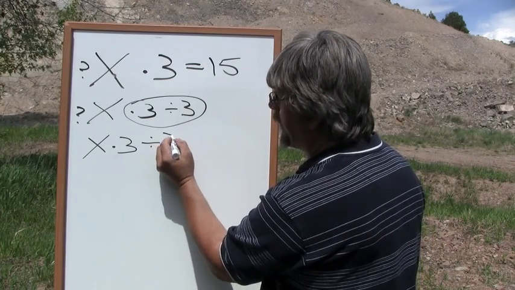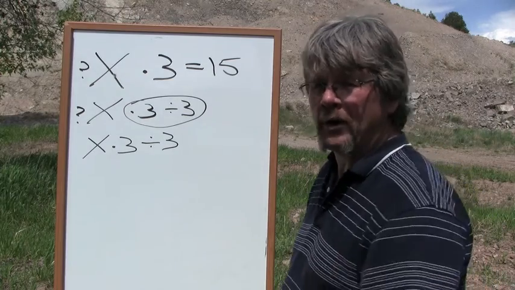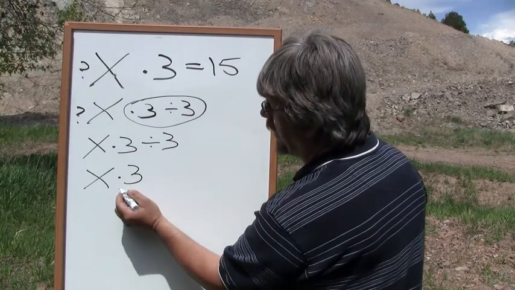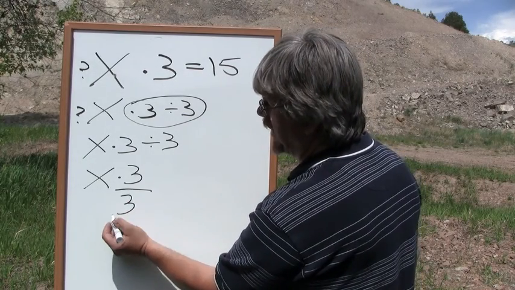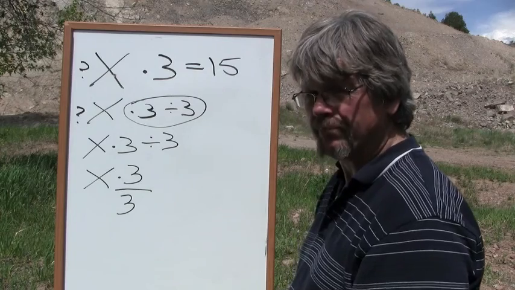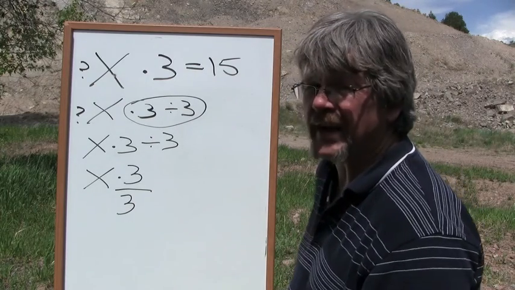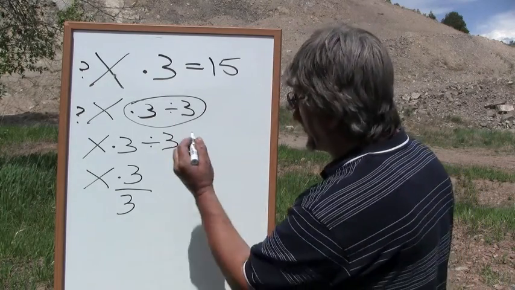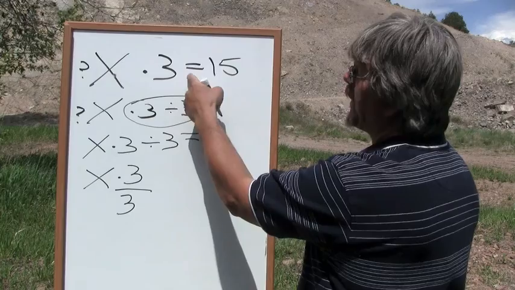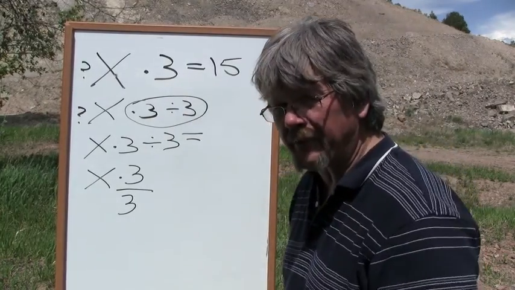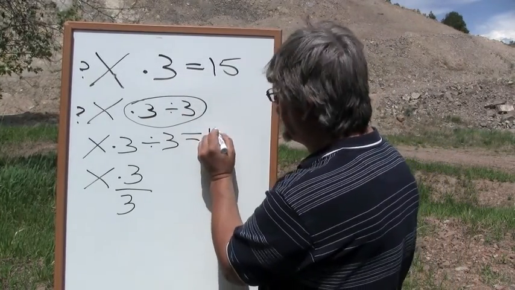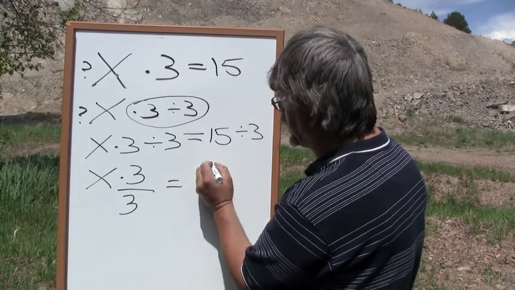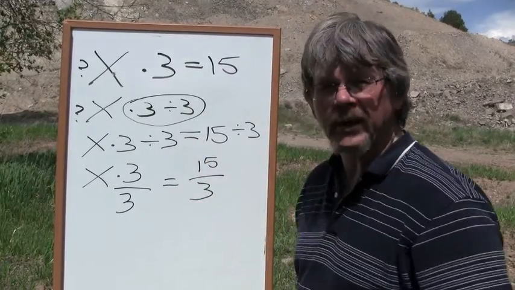What did I do here? x times 3. I divided by 3. Now you can see it written this way, or some books will show x times 3 divided by 3 with the divide bar. Either way, it doesn't matter. That's division. We're dividing by 3, so we want to divide the right side of the equation by the same number. 15 divided by 3. This equals 15 divided by 3.